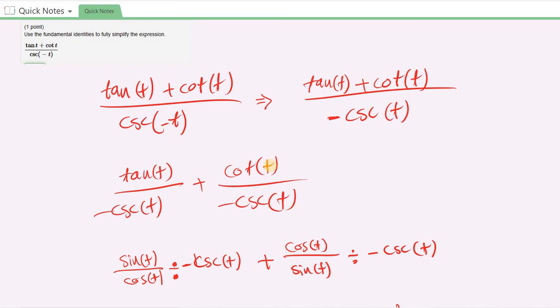I hope this clarified the simplification of this expression. If you have any questions, let me know.